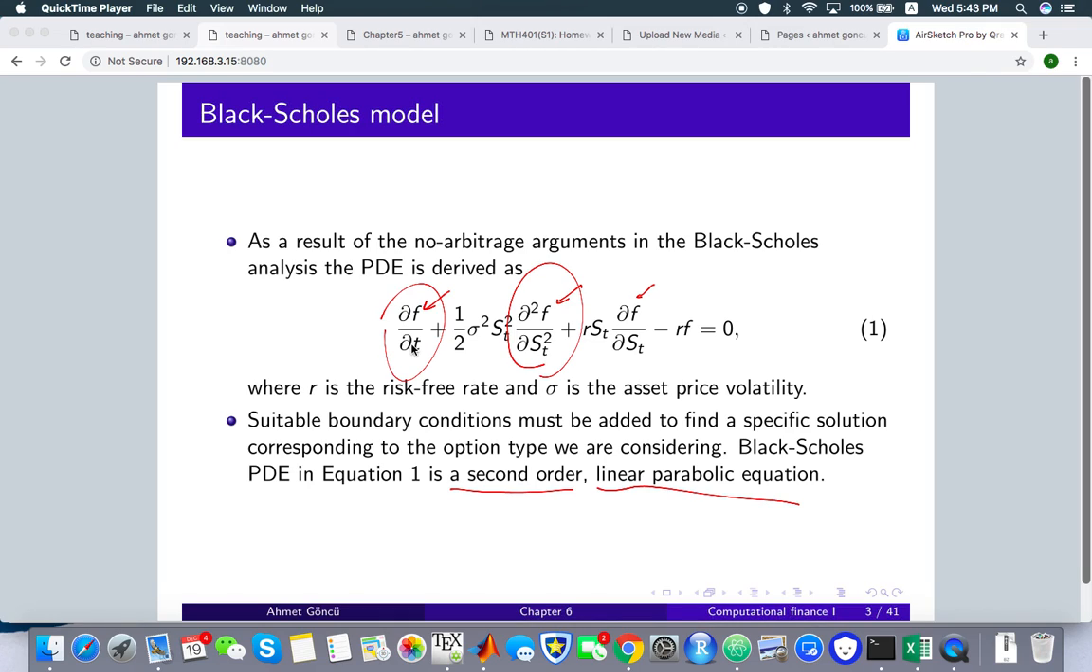Just the partial differential equation is not enough to solve it. We also need to have some initial or terminal condition depending on the problem. And we also need the boundary conditions.